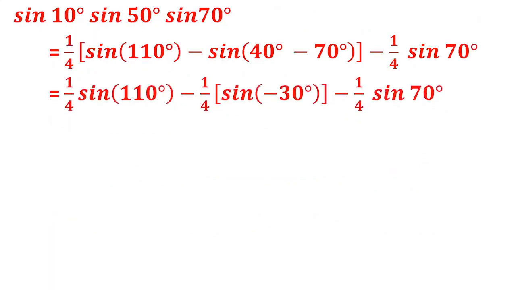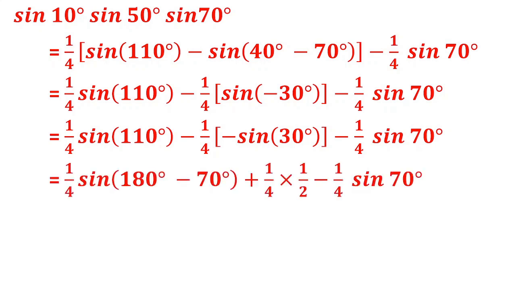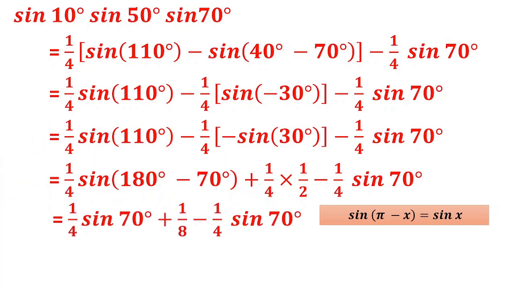We are continuing. And 40 minus 70 is minus 30. What is sin of minus 30? It is minus sin 30. Now I am going to make use of the formula for sin 110. Sin 110 is 180 minus 70. It is in the second quadrant, therefore sin pi minus x is sin x only. For that I am making use of that, 1 by 4 into sin 70.